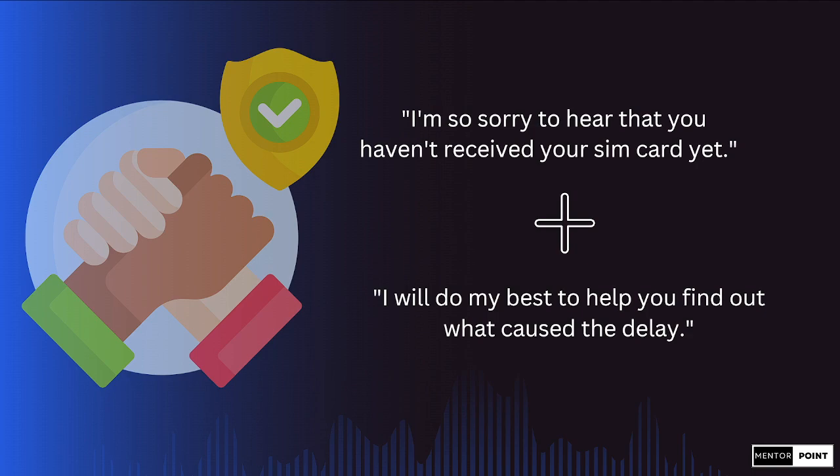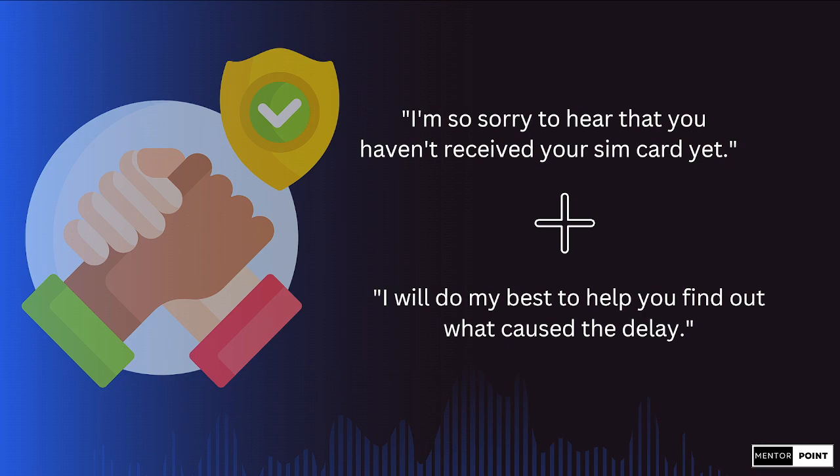I'm sorry to hear that you haven't received your SIM card yet. I will do my best to help you find out what caused the delay. Please keep in mind that you say sorry not to apologize as if it's your own personal fault, but sorry because you simply empathize with them. In that sentence, you also offer a promise of help. It shows that you're ready to help them resolve the issue.